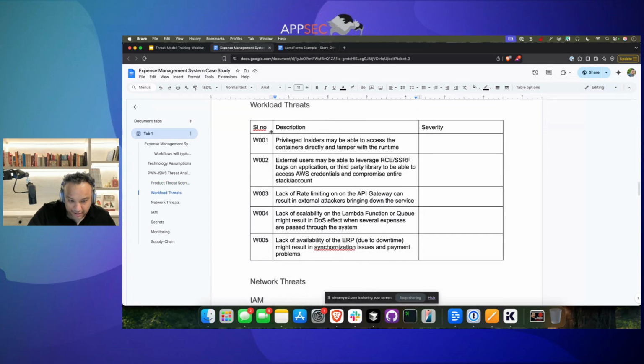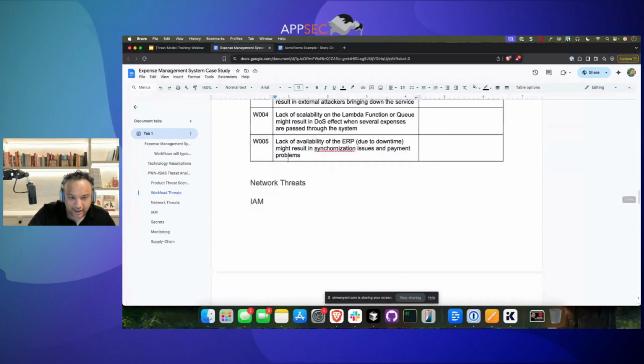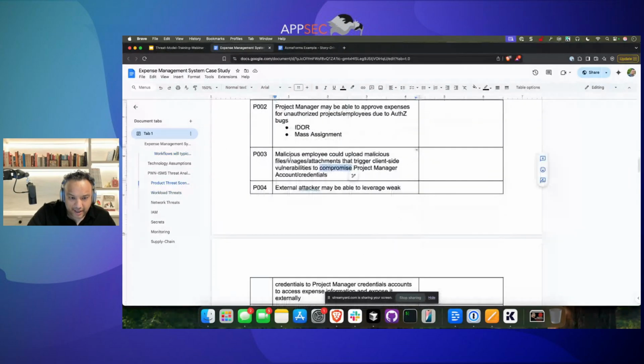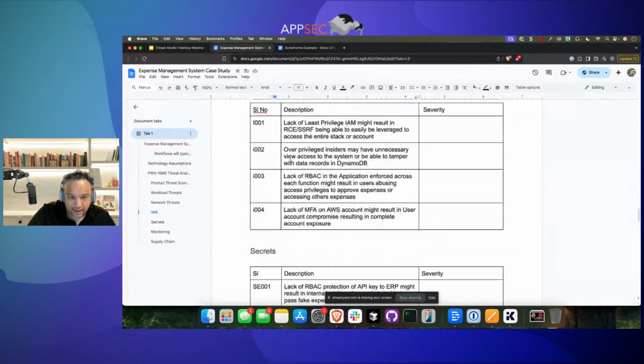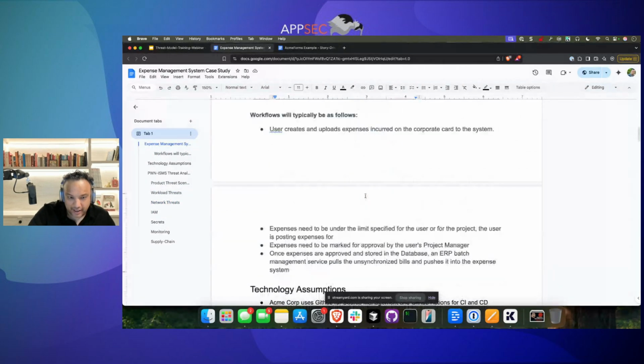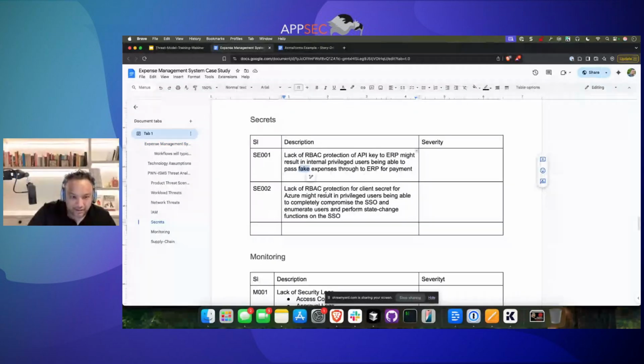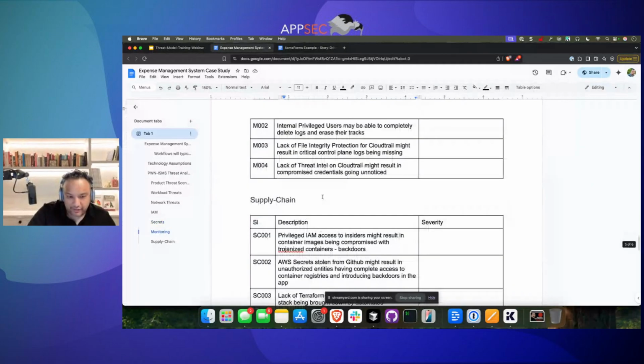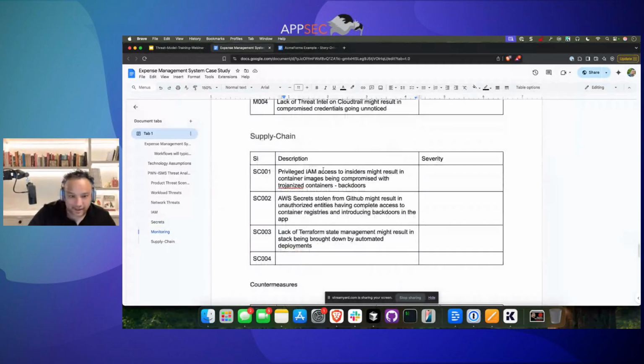Then I've gone into workloads. Network, I have not identified any network threats here, given the system that we are dealing with. So we've not identified network threats. IAM threats, we've identified a bunch. Secrets threats, we've identified a bunch. And finally, monitoring, we've identified a few things, and supply chain also we've identified a few things.